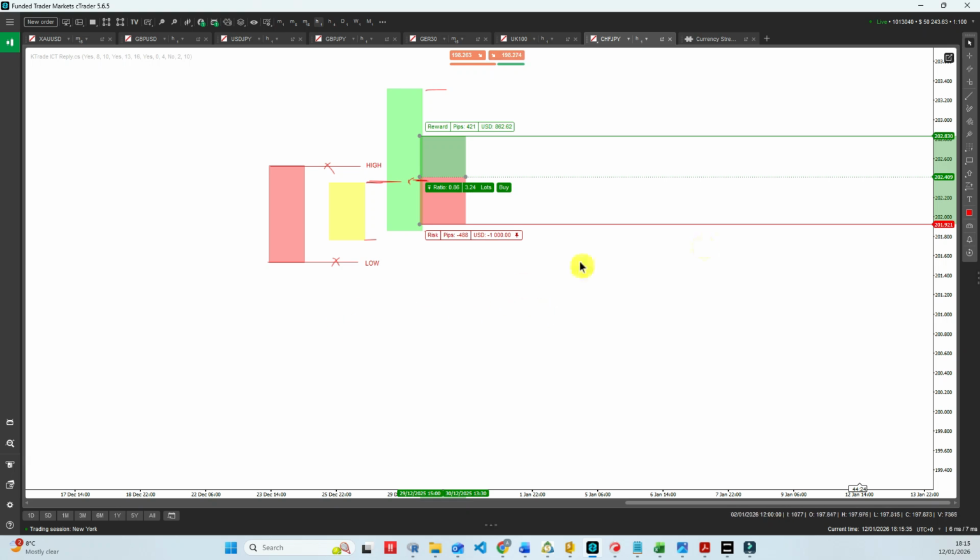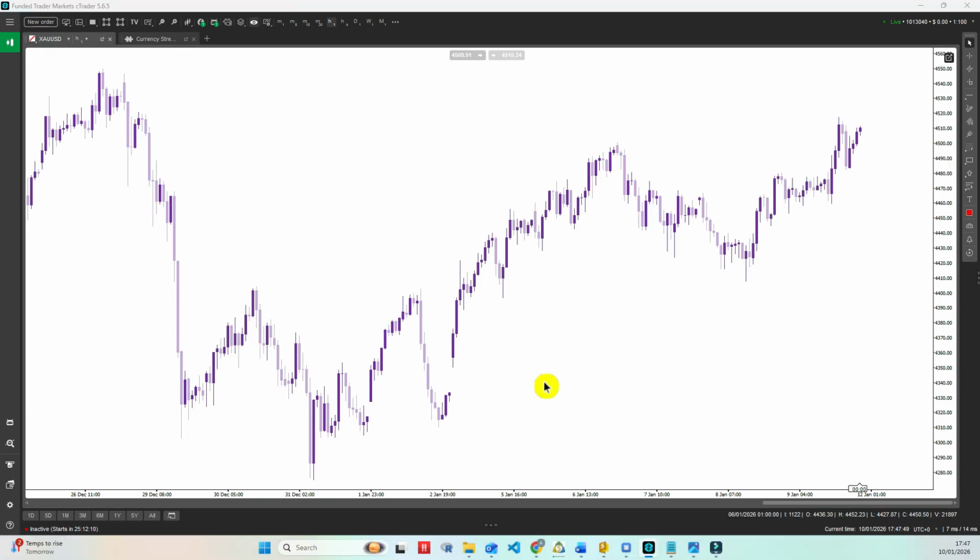So guys, that is the concept behind the ICT kill zones. Now let's jump straight into the chart and let me show you the exact trades that we took last week from the 5th of January to the 9th of January, and let's see how we transform a $200 account. Now as you can see, we are currently on gold, on the 1 hour time frame.